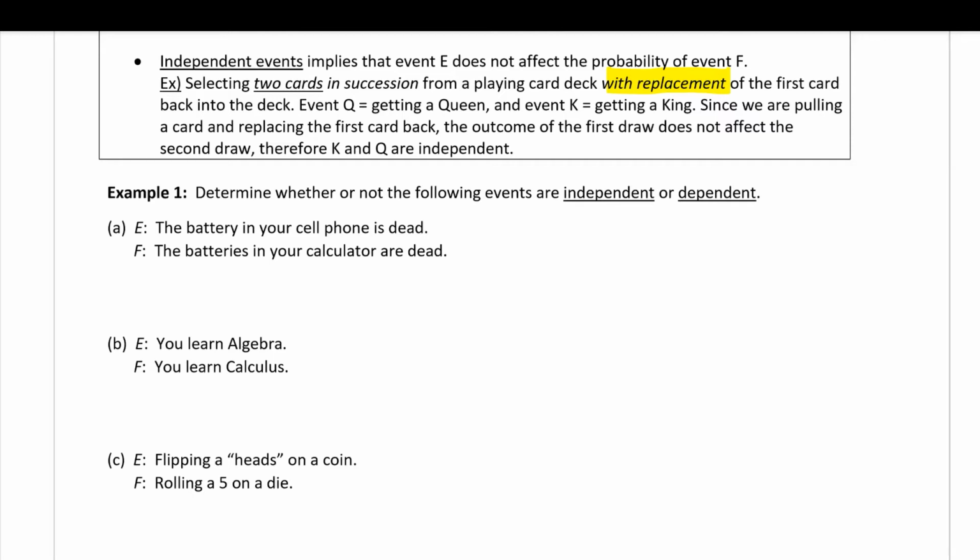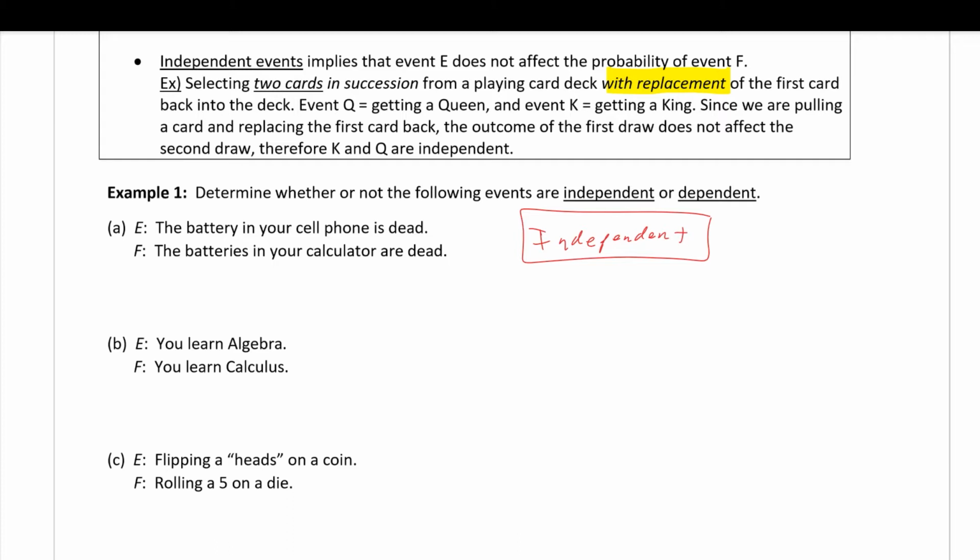Okay, an argument can be made that since it's the same owner, your cell phone and your calculator, maybe your negligence is carried over to all your devices. So there might be a little bit of dependency there, but in general, something like this would be independent. B, you learn algebra, you learn calculus. You need to know algebra to learn calculus.